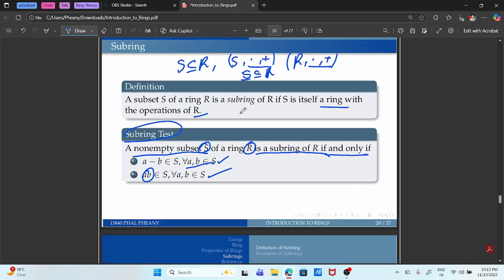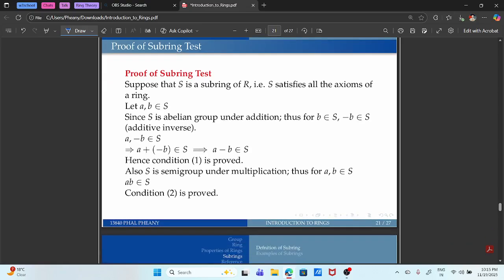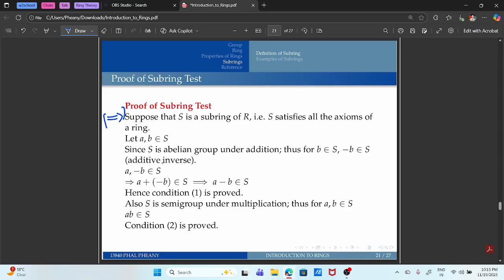Now, to be clear, we have a proof of the subring test. The first part we prove is the forward part. Suppose S is a subring, so we have to prove that a minus b belongs to S and a times b belongs to S. That is the forward part. So now we suppose S is a subring of O.